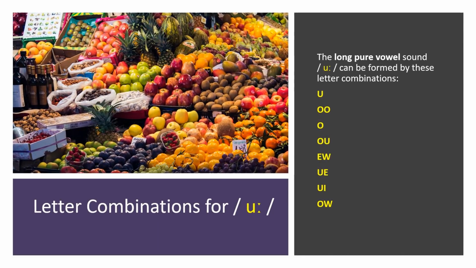Letter combinations for oo. The long pure vowel sound oo can be formed by these letter combinations: U, O, O, OU, EW, UE, UI, OW.